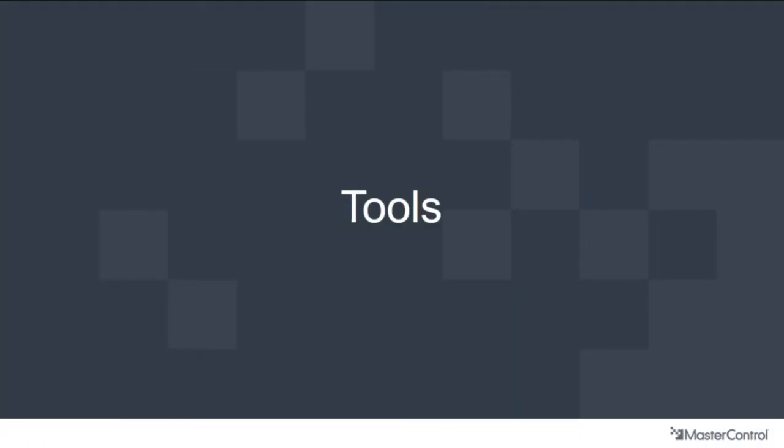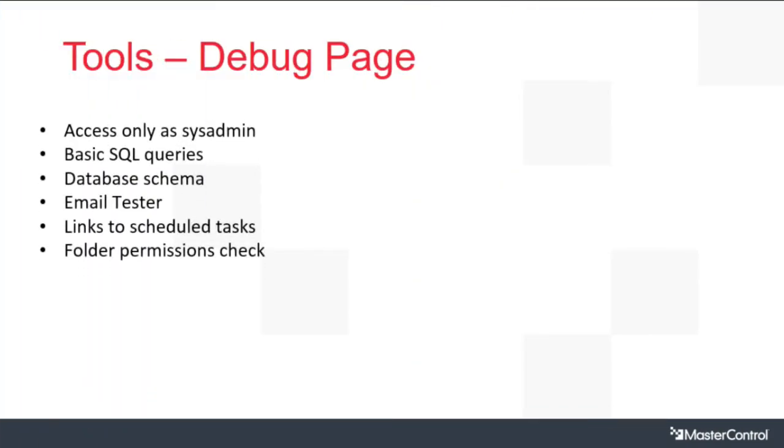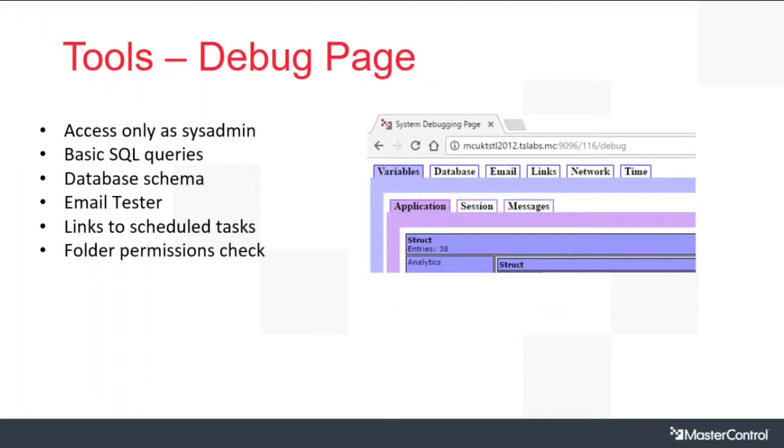And tools, so there's quite a few support tools that we can use to look at issues and diagnose problems. So the first one is just the debug page. This is part of every Master Control install. It's accessible only to sysadmin. You need to log into sysadmin first before you can access this page. You can run basic SQL queries on the database to find out information if you need to.